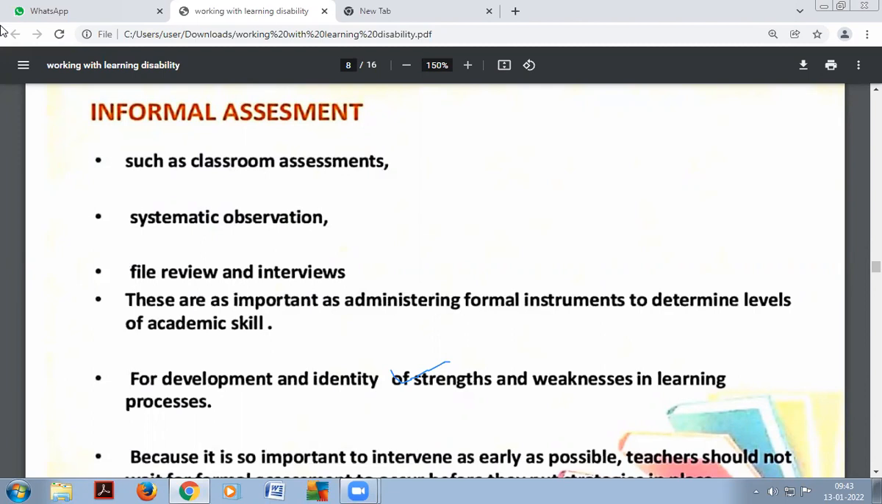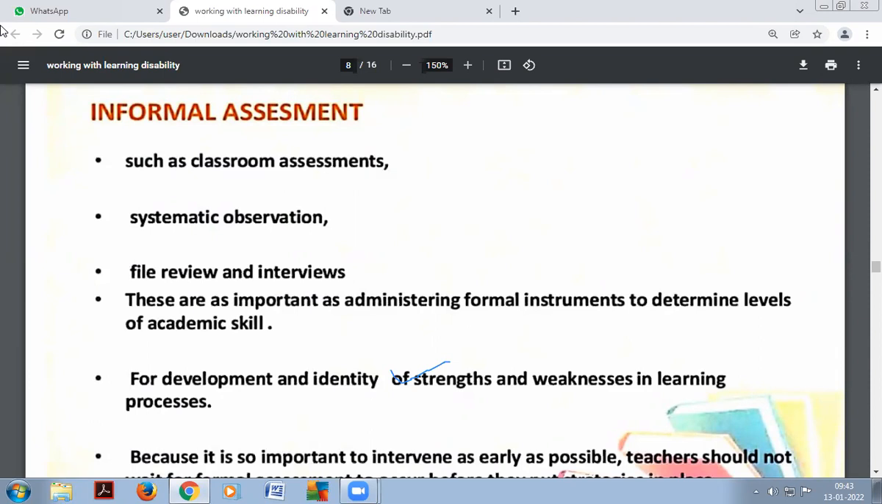You will have to have a consistent, systematic observation of the students. If you are not observing the students, it means there is a lack in the identification of the disorders faced by the students. Okay, and this can be done in the classroom only. Maybe outside also, but most of the time you are in the classroom and you are associated with the students there only.